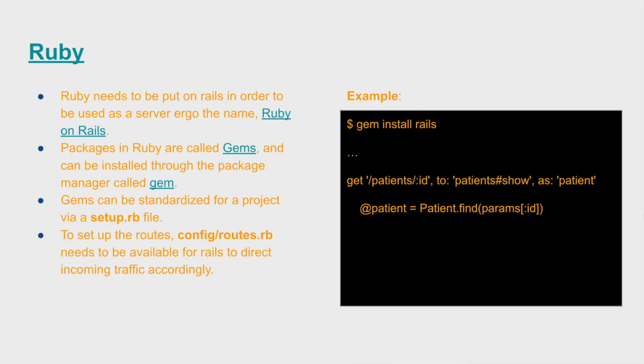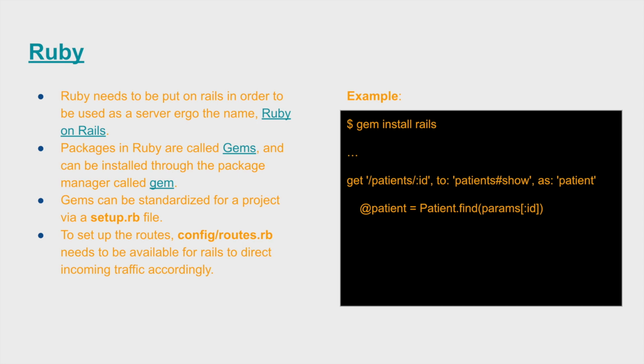Alright, so Ruby needs to be put on Rails in order to be used as a server, hence the name Ruby on Rails. Packages in Ruby are called gems and can be installed through the package management system called gem. Gems can be standardized for a project via the setup.rb file.